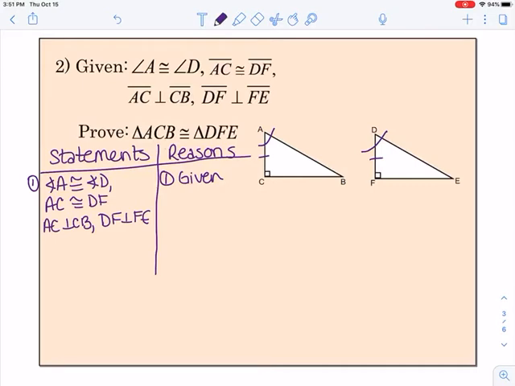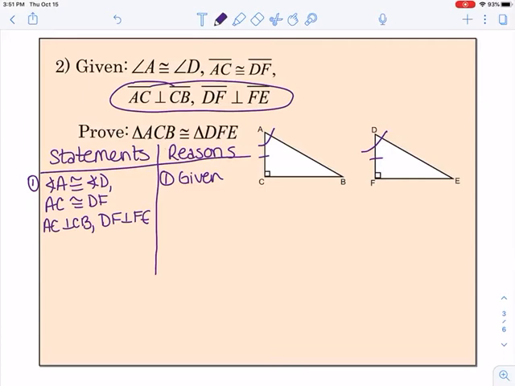Okay, so now what I need to do is use this piece of information here to get the other thing that I will need. I have AC perpendicular to CB and DF perpendicular to FE. Perpendicular lines intersect to form right angles, and I know that all right angles are congruent. So I just can't leave anything to your imagination.